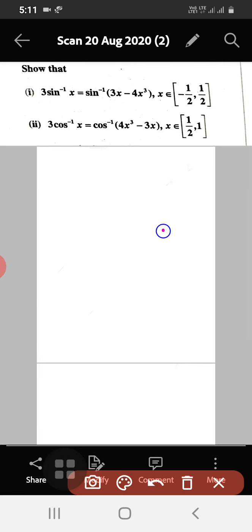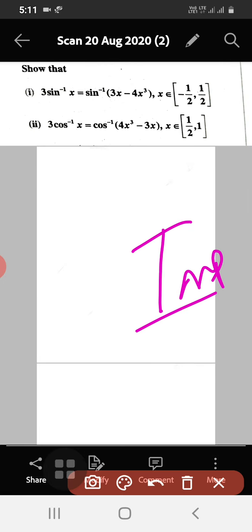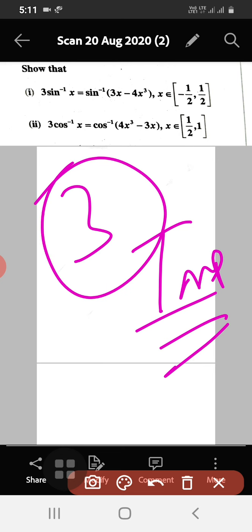These are very important properties for 3 marks. You can practice the proofs in the rough notebook. Okay, let us learn about some more properties in the next class.